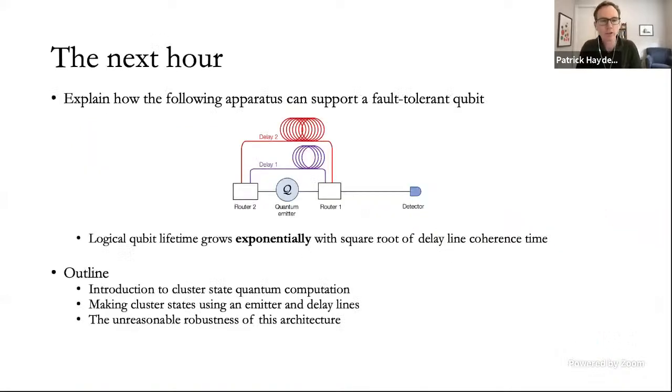So in the next hour or so, my goal is going to be to explain to you why this device here, can you see my cursor? Actually, I can't see you, so. Yeah, okay, great.